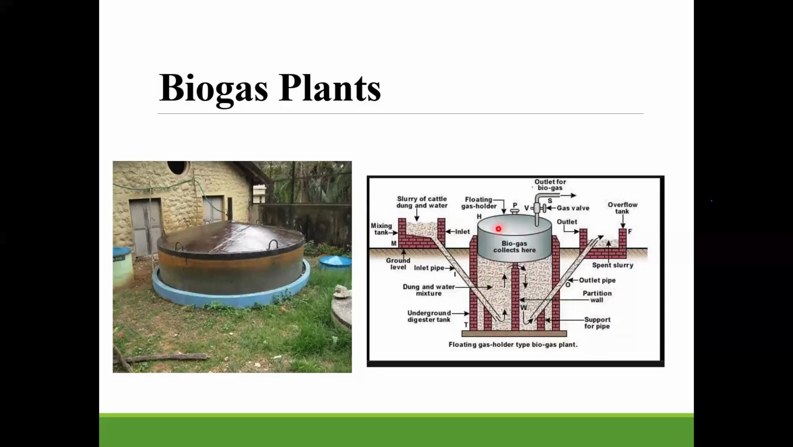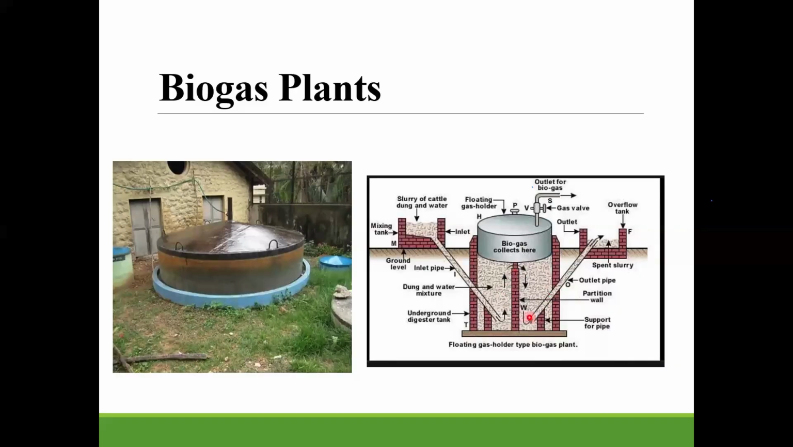We call this a gas holder, which will collect the biogas. What is this biogas used for? It can be used for a number of purposes. We can use this biogas for cooking, for lighting, for heating and electricity generation. Likewise, a number of uses are there with this biogas.